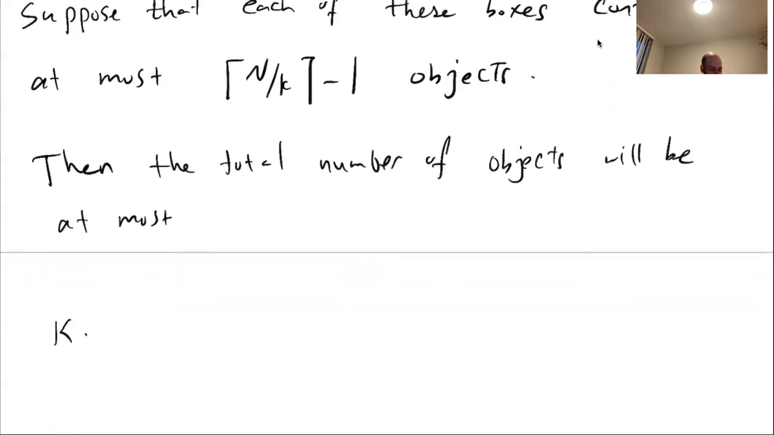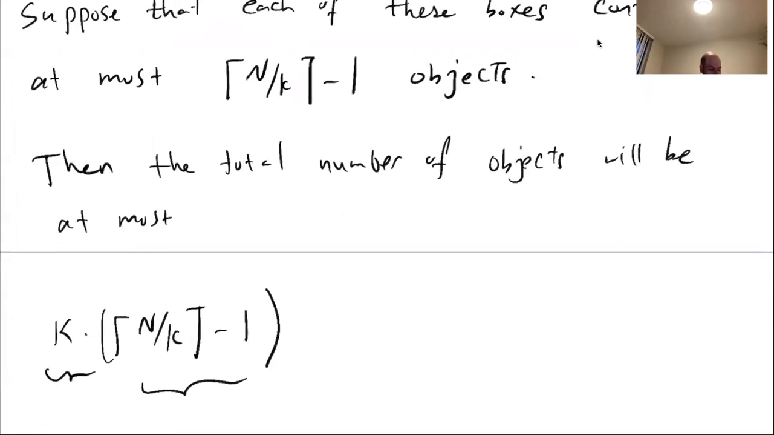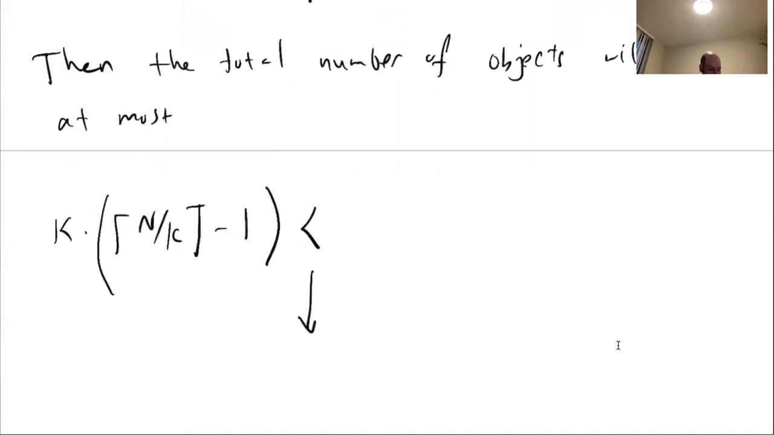So at most, how many objects will I have? I will have k times ceiling n over k minus 1, right? Each box contains at most this many elements, and there are k boxes in total. So in total, I'll have at most k times this many objects, which is going to be less than or equal to. Now, what can I say about ceiling x? I can say it is always less than x plus 1.